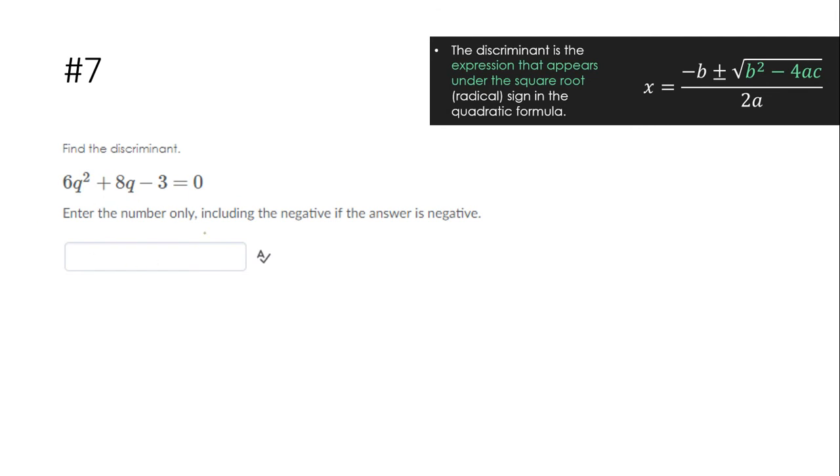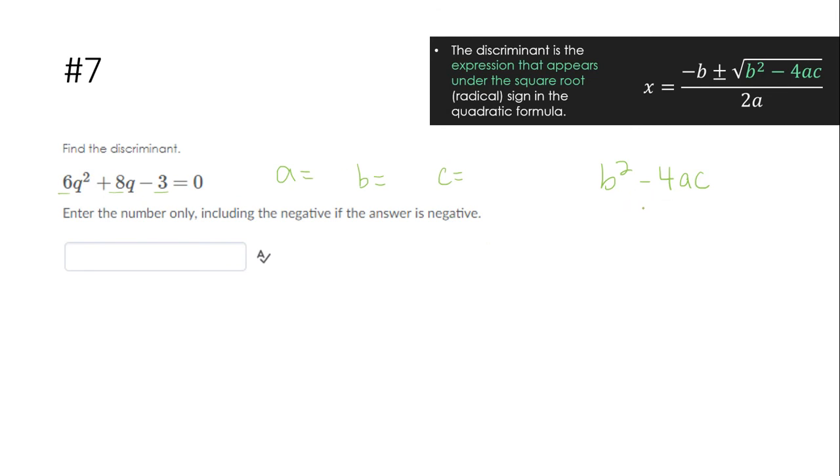So when I'm given 6q squared plus 8q minus 3 equals 0, it's already in standard form. You need to find your a, your b, and your c from your equation, and you're going to plug it into just this part, b squared minus 4ac. So whatever your a, b, and c are, plug those values in.